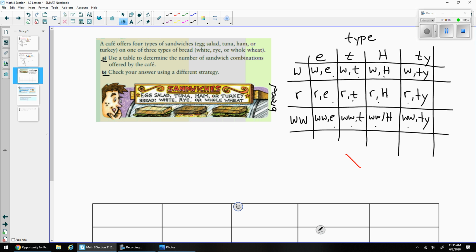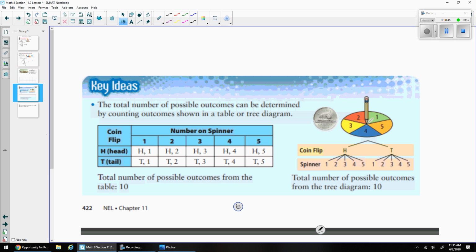Well, we just learned that we can just multiply the possible choices from each. And so we had 4 types of sandwich multiplied by the 3 types of bread is also equal to 12. So there's 12 sandwich combinations. We can just take the 4 choices for type of sandwich multiplied by the 3 choices of bread. You get your answer. Okay. So that's it. That's the main idea here.